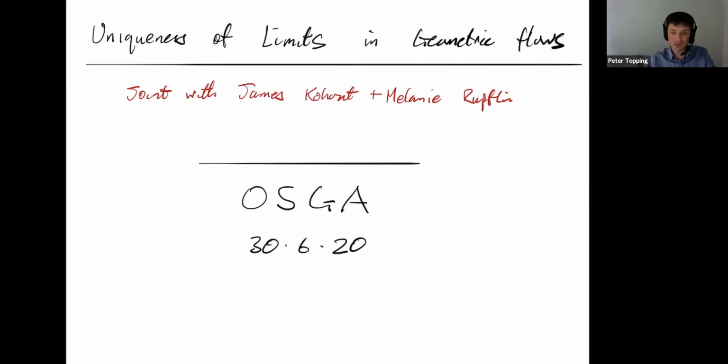I'm going to try giving an iPad talk. Let's see how it goes. So I'm going to be talking about joint work with James Kohout and M. Rupflin. They're both at Oxford. And it's going to be mainly to do with a gradient flow for a harmonic map energy. But I want to give you an overview of the general problem of uniqueness of limits.